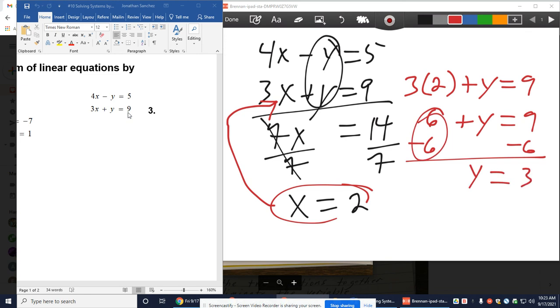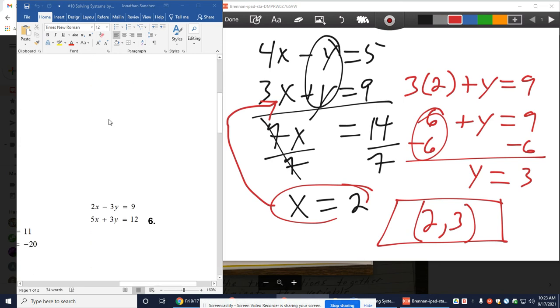Another equation where I got my ordered pair. So it's 2 comma 3. Make sure x is always first, y is second. That's your answer. All right, so enough of the easy ones. Go down to 6.